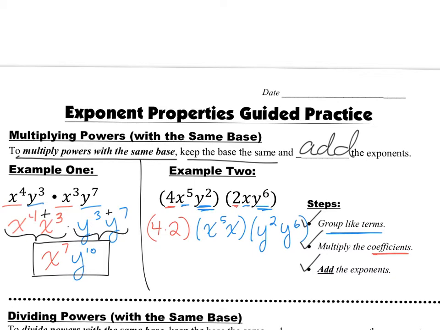So I'm going to multiply my coefficients, and I'm going to get 8. My like terms, x to the fifth times x. Here I have an exponent of 1, so I'm going to add those. That gives me x to the sixth power. And then lastly I have, again, the same base, so I'm going to add the exponents. So I now have y to the 8th power. So I'm going to box my answer and move on.